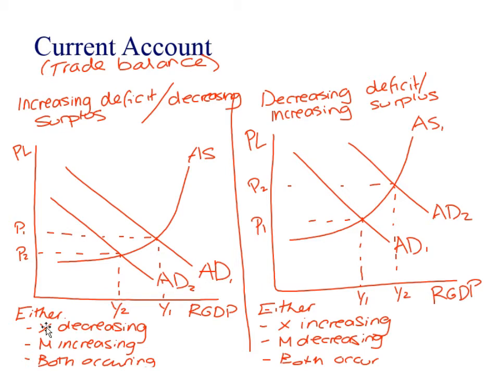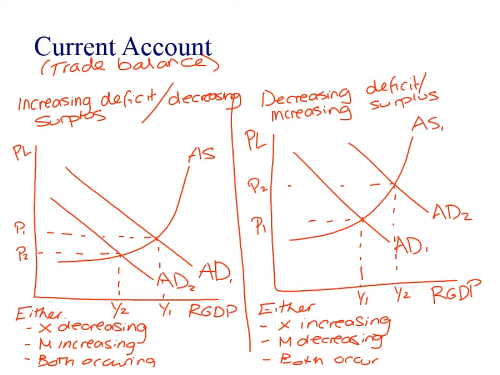And this is caused by either X decreasing, so the value of exports decreasing, or the value of imports increasing, or both occurring at the same time. And a decreasing deficit or an increasing surplus occurs when the value of exports increases, or the value of imports decreases, or both occur at the same time.